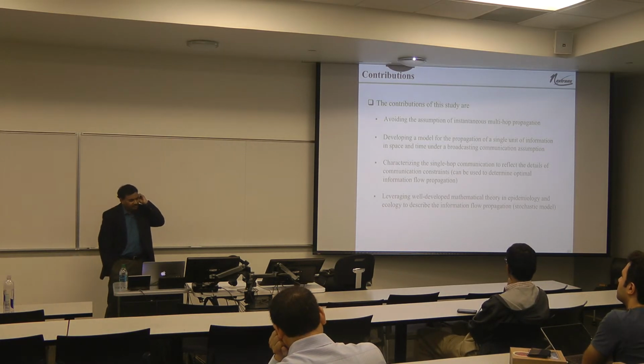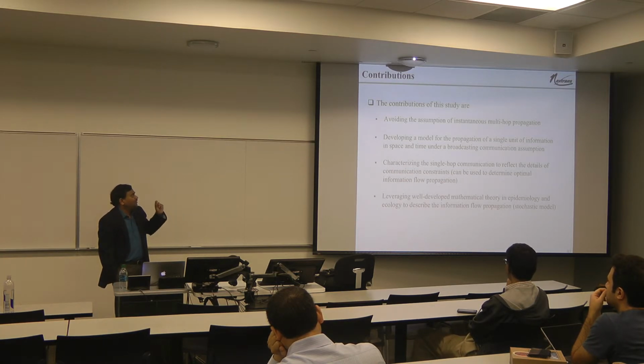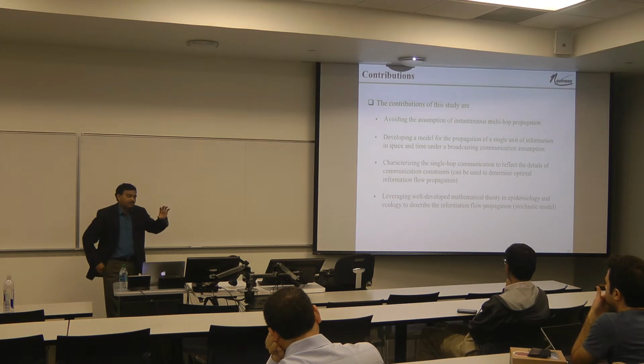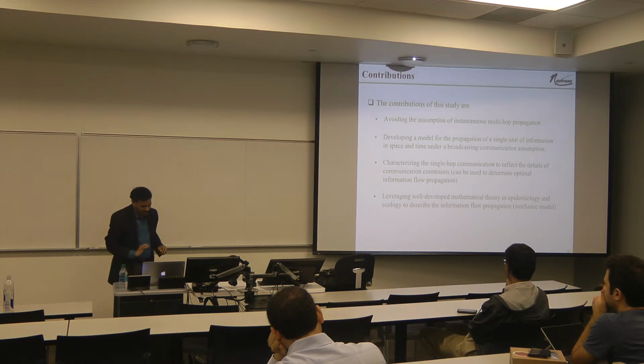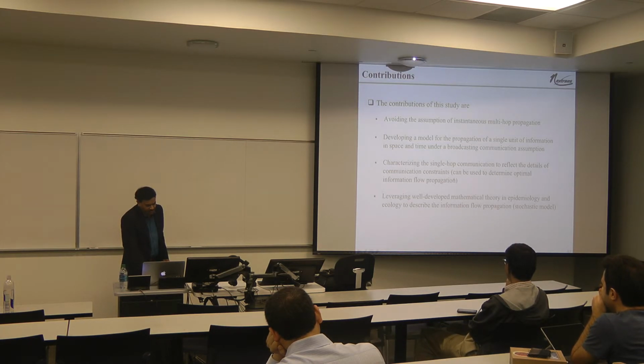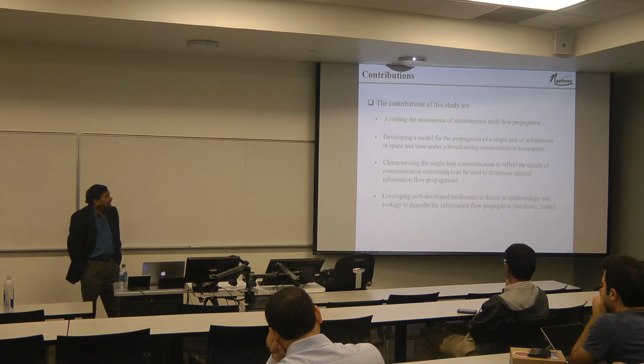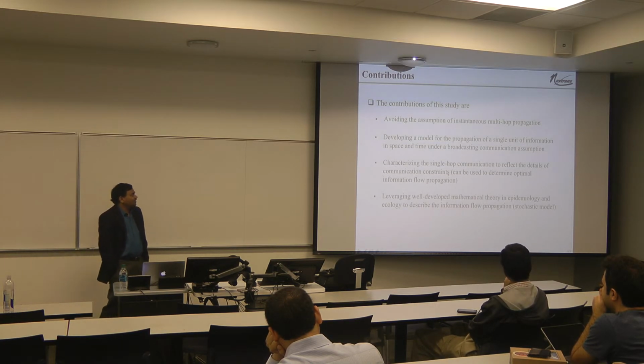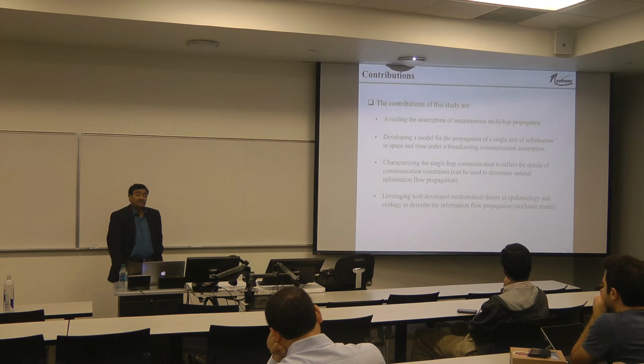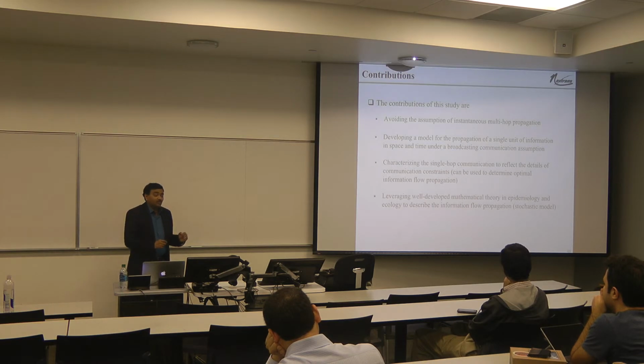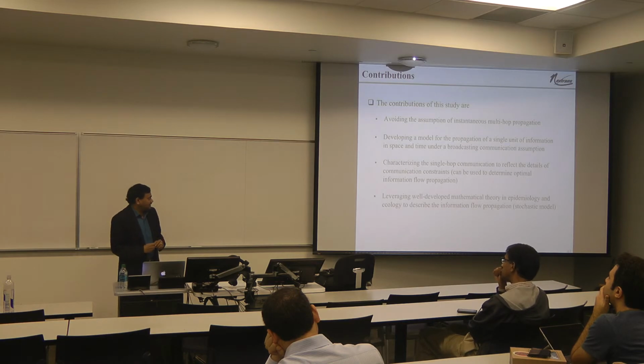The second is we want to come up with a model that allows us to propagate a single unit of information using a broadcasting mechanism. So information just gets blasted out. The third one is characterizing this communication by linking it to the communication constraint. So this is where we talk about the kernel function and so on. And it can allow us to then determine how we can get to what we call optimal information flow propagation. So what does that mean? That really depends on the application context. I'll talk about that in the next slide.